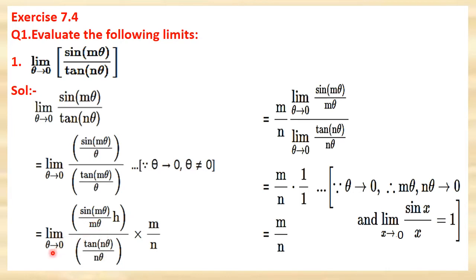Then limit theta tends to 0, sin m theta by m theta, and limit theta tends to 0, tan n theta by n theta. Then it is m by n into 1 upon 1, because we know the result, limit theta tends to 0, sin theta upon theta is equal to 1. So m by n is constant, so we'll take it out from the limit, so m upon n into 1 upon 1, that is m upon n is the value of the limit.